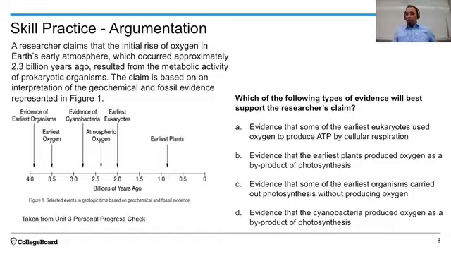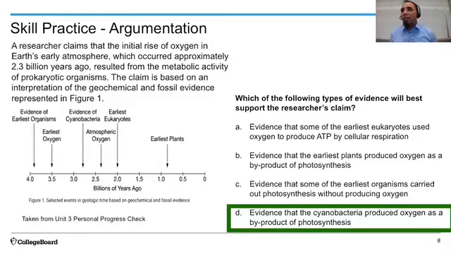C, all right, D. Best answer is D in the green box. Evidence that cyanobacteria, if you noticed, we had talked about cyanobacteria previously, produce oxygen as a byproduct of photosynthesis. So again, that is the type of evidence that best supports the researcher's claim.